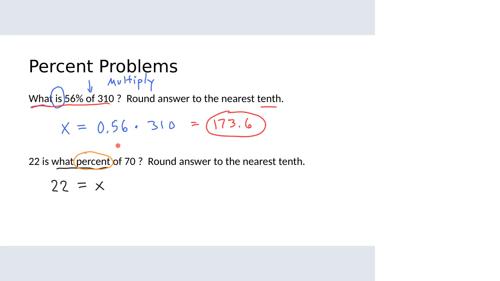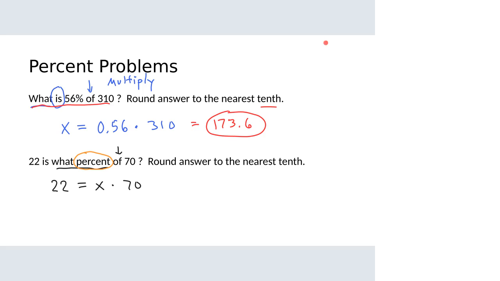All right, then we have of, which is our multiply, and 70 is just 70. So 22 equals x times 70. We don't do a ton of algebra, so just as a reminder, this is 70 times x. What am I going to do to make that multiply by 70 go away so that I get the x by itself? What am I going to do to both sides?